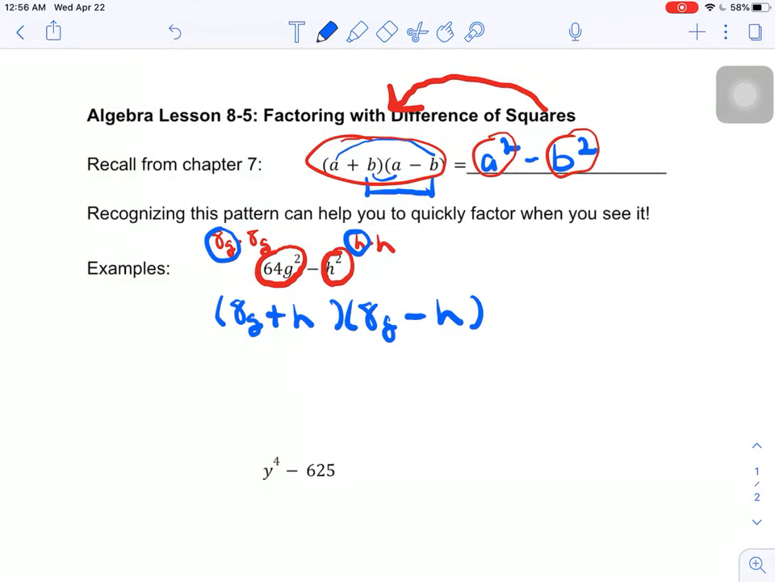Recognizing the pattern, as it says right in your notes, can help you quickly factor. If you see that pattern and recognize it, you can jump from here straight to here without having to go through a long drawn out process. It's kind of visual memory. If you visually memorize that shortcut, then when you see it, you can just jump straight to your factored form. Now, there are a couple of twists that we're going to add in today.